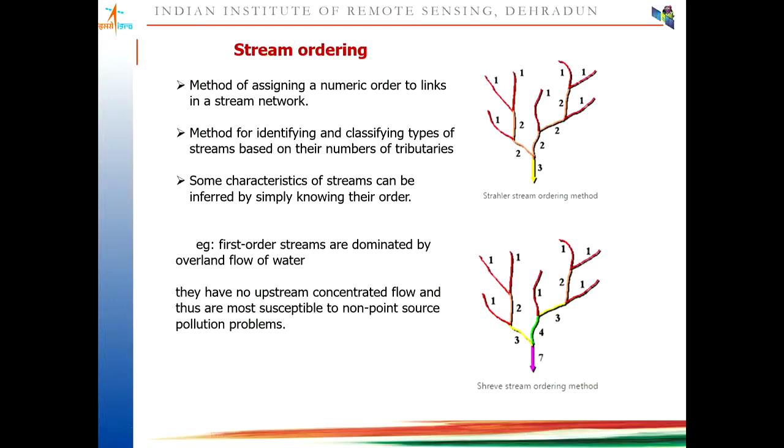In general, Strahler stream ordering systems are used for characterization of the watershed and the drainage patterns in the watershed.